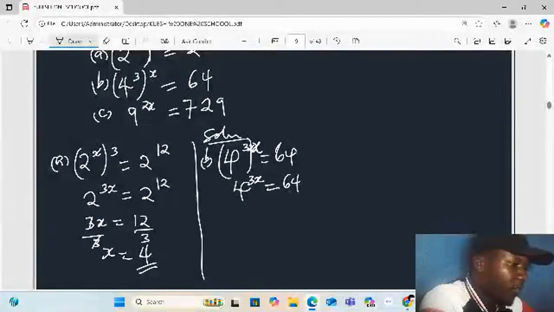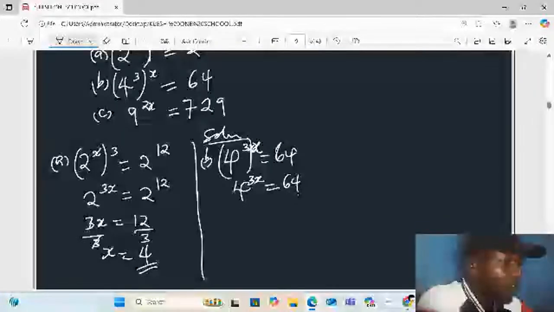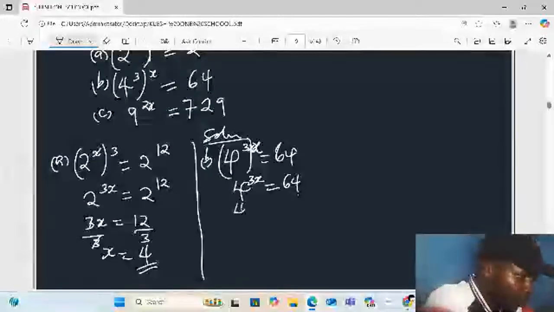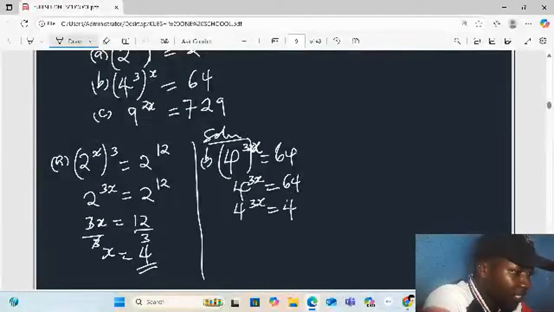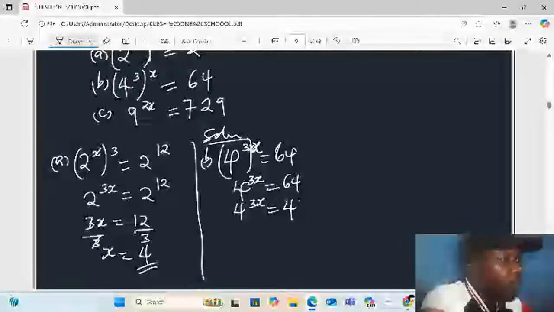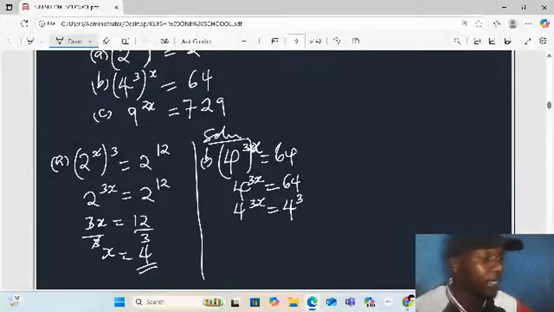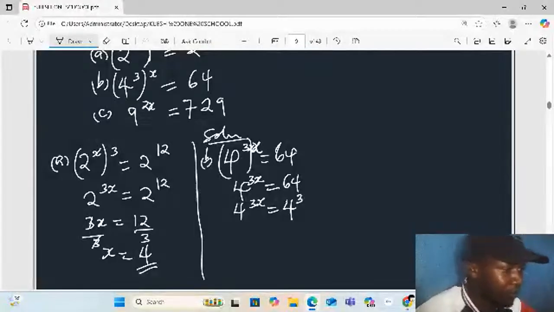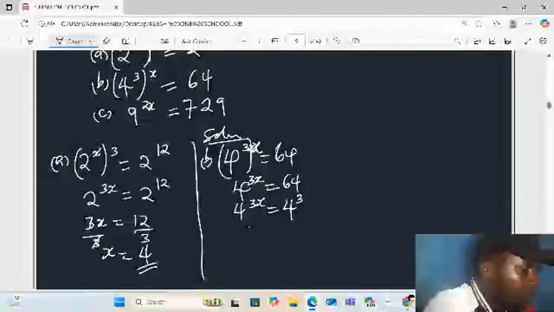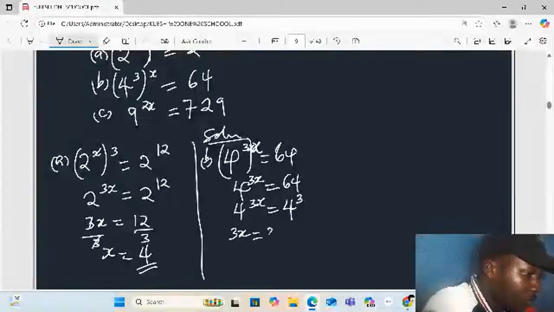Now this 64, what you have to do with it, now that we have base 4, you have to make 64 to base 4, so that you have 4 raised to 3x will be equal to, now 64 is the same as 4 raised to 3. So 4 raised to 3 is the same as 64. So we've made the two sides to have the same base. Therefore, we can now equate the powers alone, so that we have 3x is equal to 3.